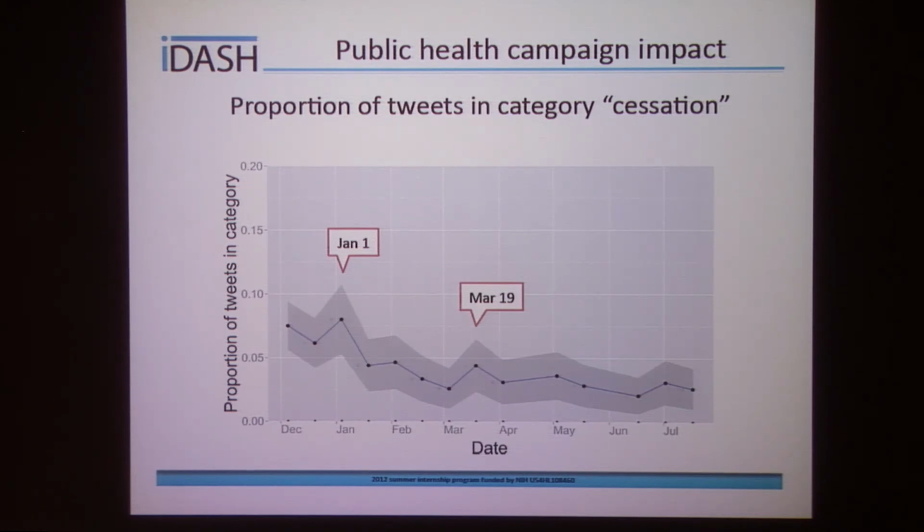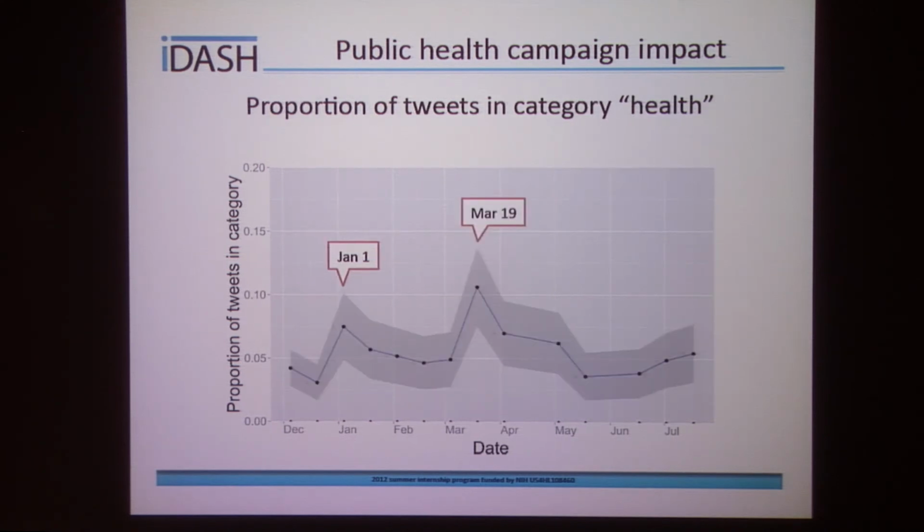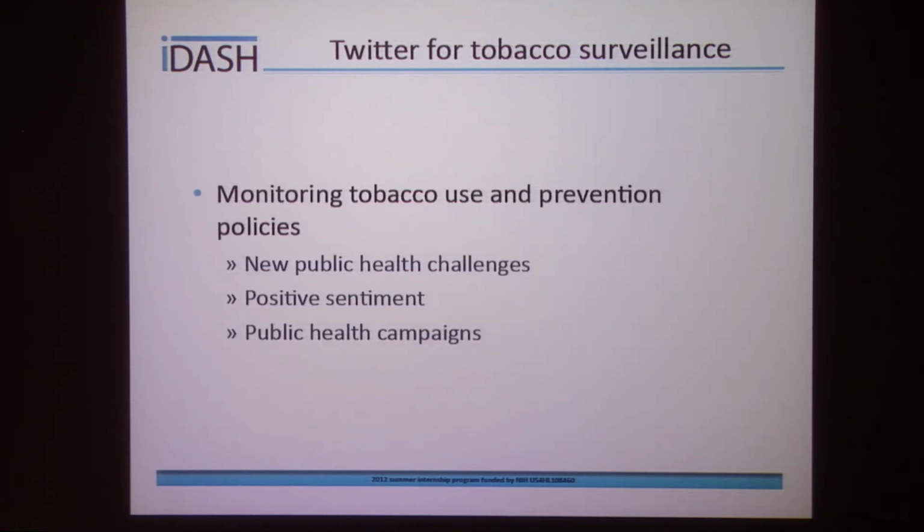There is a spike on January 1st related to quitting, presumably due to New Year's resolutions. It drops off, sadly, but there's another smaller spike on March 19th, which is the launch date of the CDC campaign. If we look at health, similar patterns, a spike on January 1st, and a much bigger spike on March 19th, which suggests that Twitter, and in particular this methodology, is responsive to the impact of public health campaigns. So those are three case studies of using Twitter for monitoring tobacco usage and prevention policies: new public health challenges, positive sentiment, and public health campaigns.